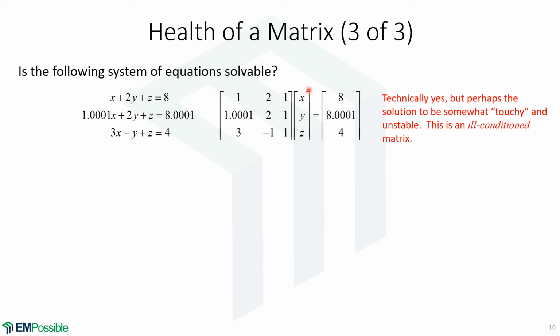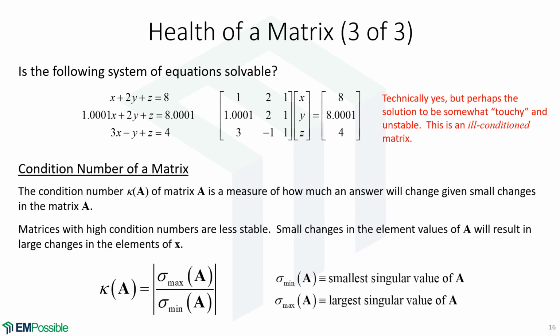And we would have to call this an ill-conditioned matrix, simply because the second row is so close to the first row. Even though technically it's different, it's close enough that it's ill-conditioned. And the closer our rows get like this, the more ill-conditioned, the less healthy it will be.